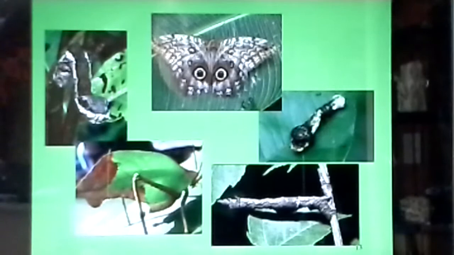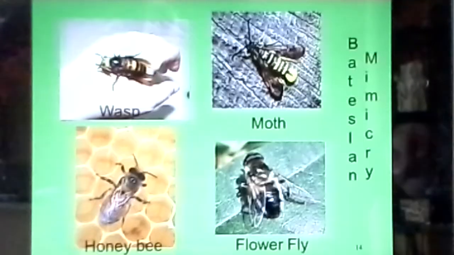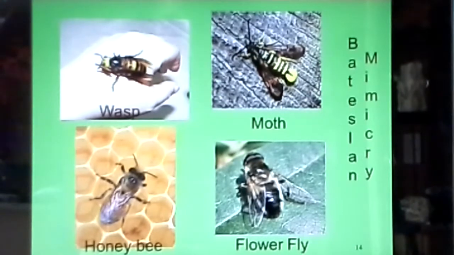Another way that animals protect themselves from predators is through mimicry. Mimicry is to pretend to be something that you're not. And we'll look at these pictures more in class. A specific type of mimicry is called Batesian mimicry. In this mimicry, you have a harmless organism that pretends to be poisonous or dangerous.